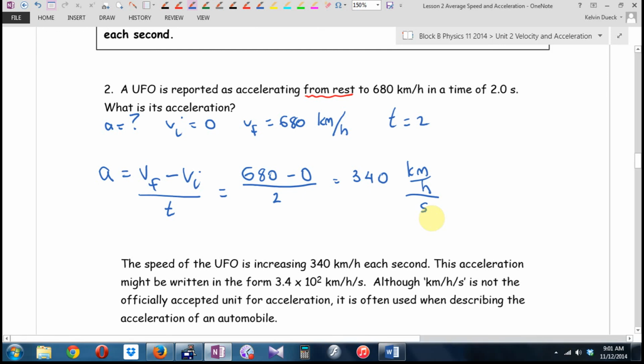So I wrote down here, this acceleration might be written in the form 3.4 times 10 to the 2 kilometers per hour per second. Although kilometers per hour per second is not the officially accepted unit for acceleration, it's often used when describing the acceleration of an automobile. Why? Because your automobile speed is often given in kilometers per hour. I'm not wild about it. You're going to find 99% of the time I give you units and I say convert it to meters per second. But, okay, there it is.